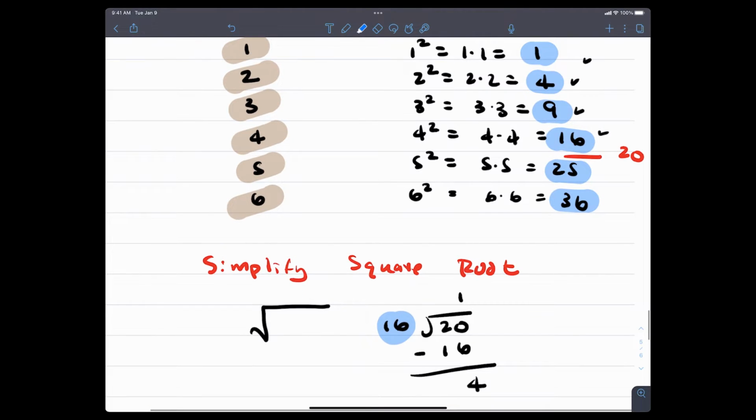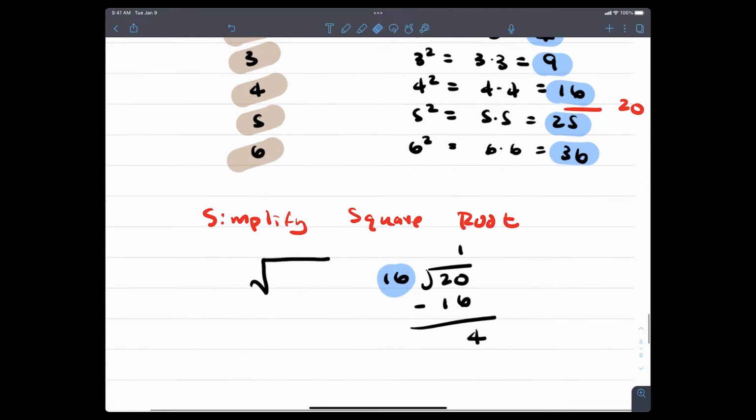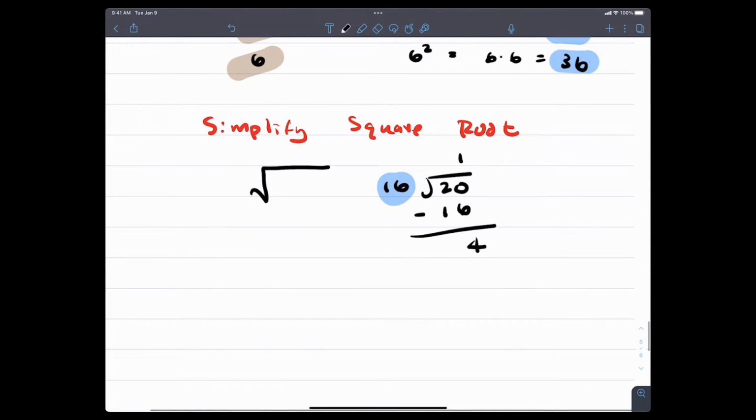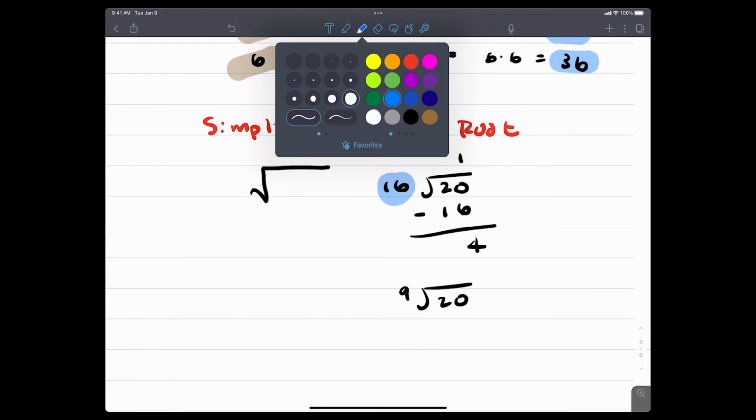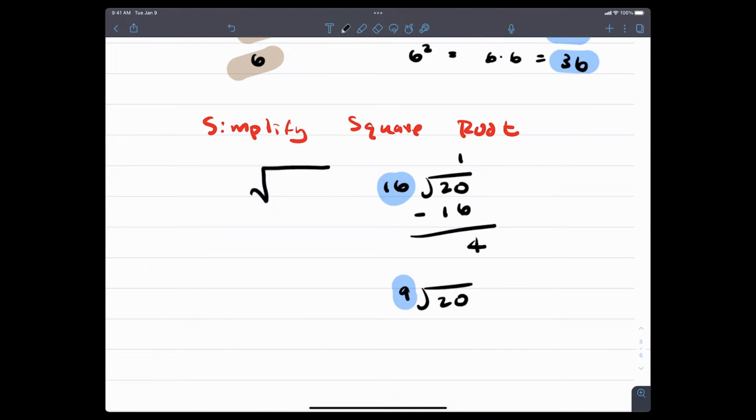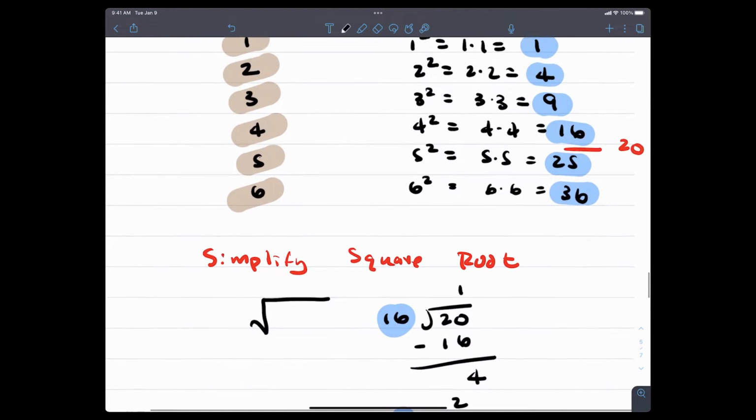If it's not 16, what do you guys do? Go to the 9. Does 9 go into 20? It sure does. 9's the next perfect square. I need the largest that goes into it. 9 goes into 20 twice. 2 times 9 is 18. What's the remainder? 2. It's not 9. So you've got to keep going.